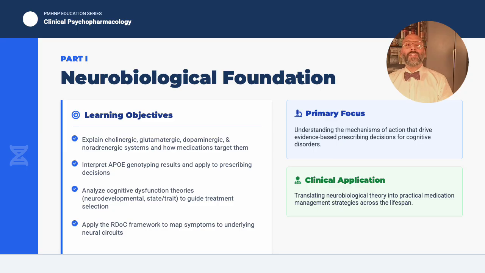So throughout this discussion, I'm going to refer us to the RDoC framework as a conceptual map, not because it's perfect, but because it helps us avoid reflexively equating symptoms with diagnosis. So keep this in mind. Mechanism first, medication second. And that's the through line for everything that's going to follow this lecture.